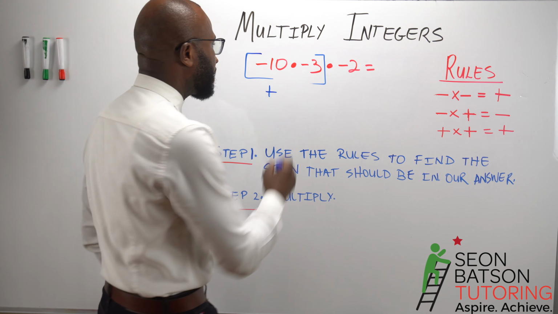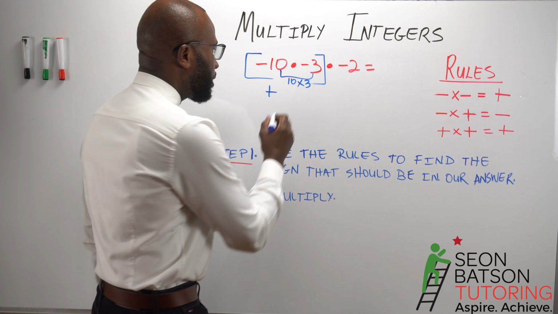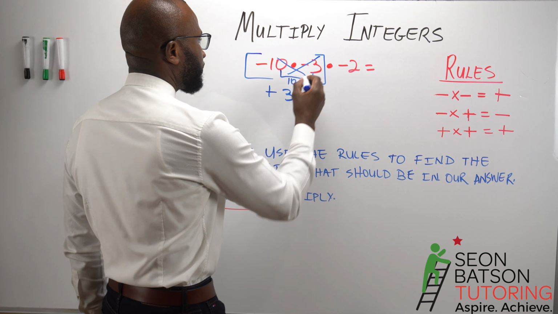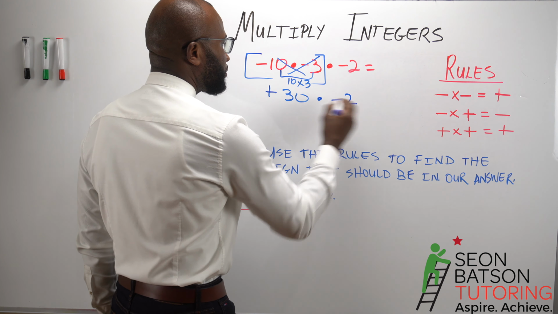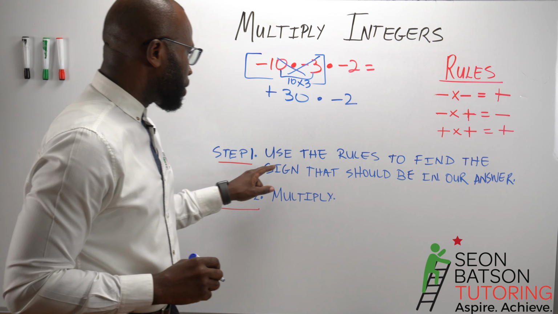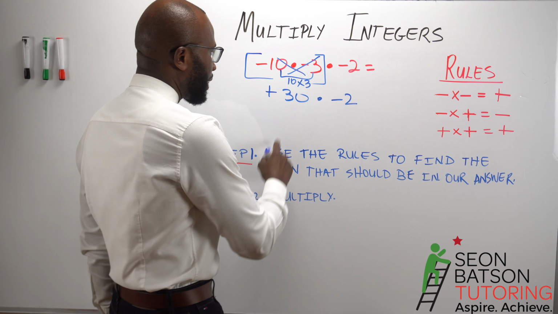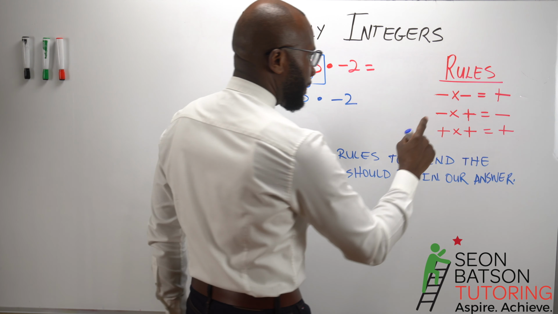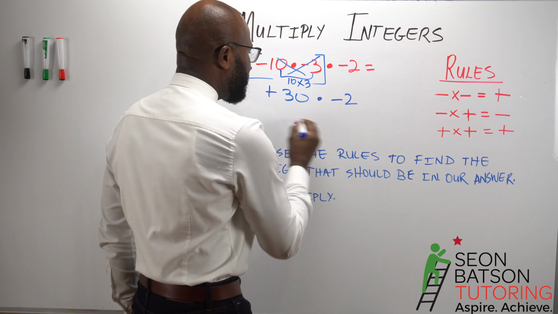Then we multiply. We do 10 times 3, and that gives us 30. So we are done with this right here. Now we still have to multiply this positive 30 by the negative 2. Then step 1 says, use the rules to find the sign that should be in your answer. We're multiplying a positive by a negative, and if we multiply a positive by a negative, our answer should be negative.